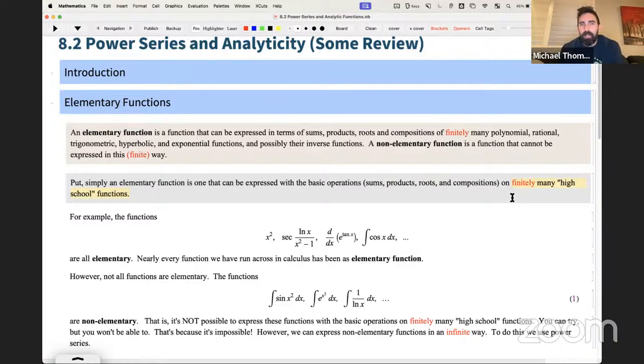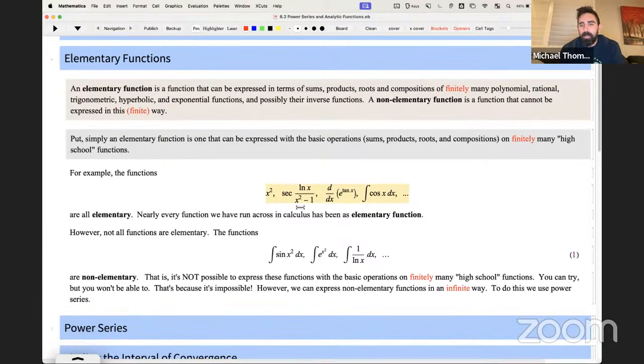In fact, all of the functions we've been working with from Calc 1, nearly all of Calc 2, except for when you got to series, and in Calc 3, and in this class, have pretty much been elementary functions. For example, all of these are elementary functions. The reason being is because I can express them using the basic operations in terms of finitely many of these basic high school functions. So x squared, that's a basic high school function.